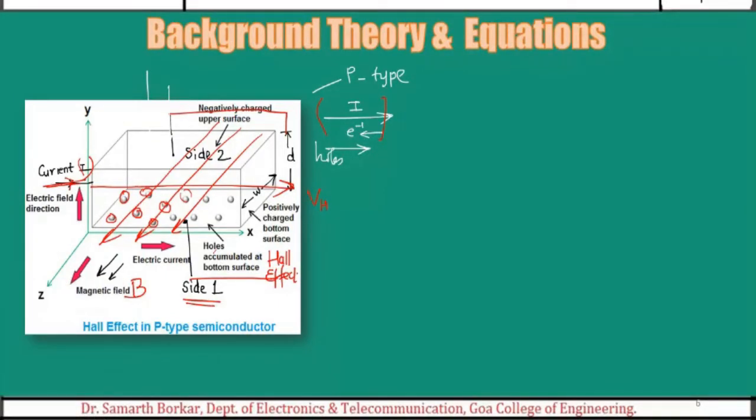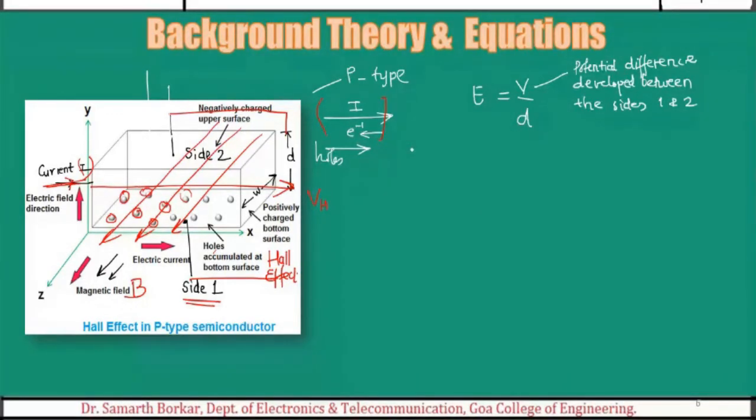Now, I'll not go into the entire derivation that was solved in the class. So let me write the important equations. Electric field E is V by D. V is the voltage which is getting generated across the plates or sides 1 and 2, the potential difference developed between the sides 1 and 2. And what is this D? This is the distance.